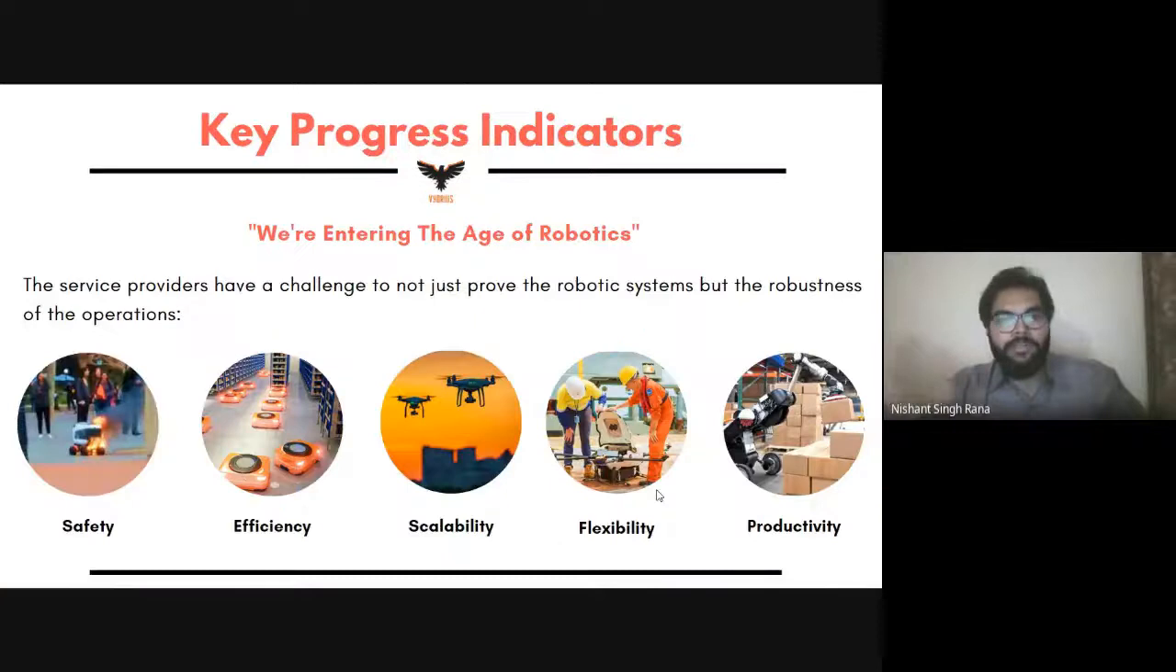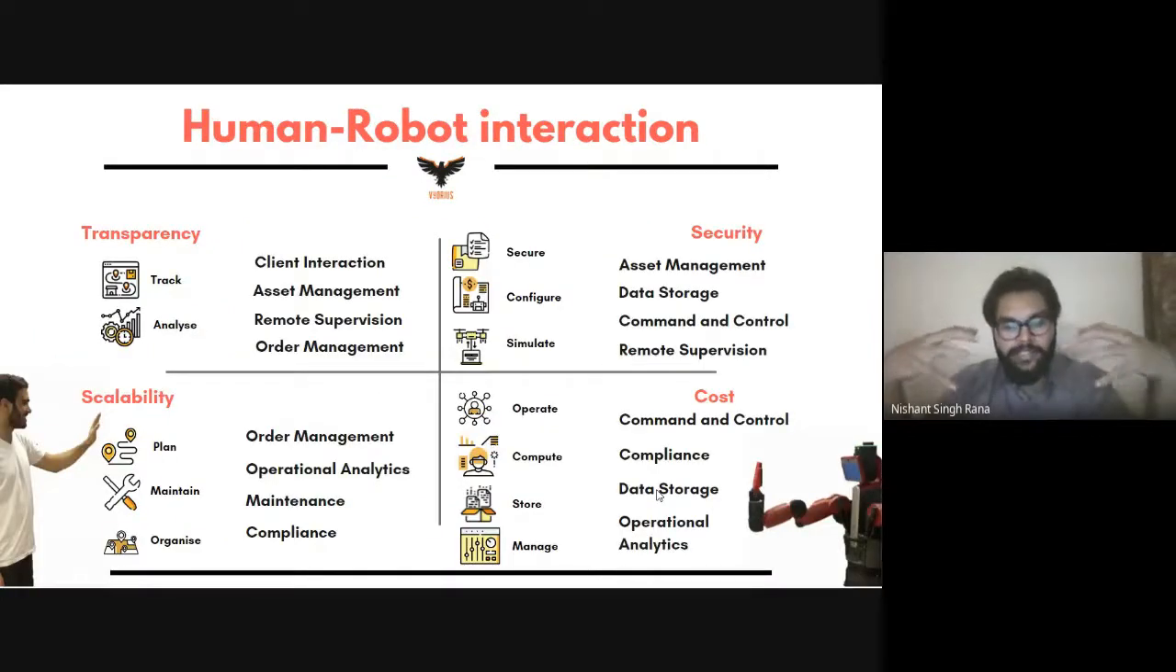So I talked about the key progress indicators in terms of what enterprises need from your robotic system, your robotic application. These are the 4 or 5 different things they look at. But as soon as they combine these together, as soon as you put them within these companies' reach and they start utilizing that, this is how the interaction happens.